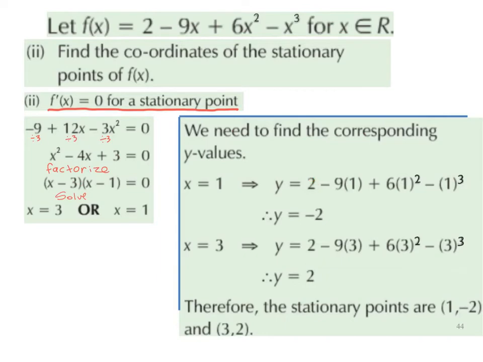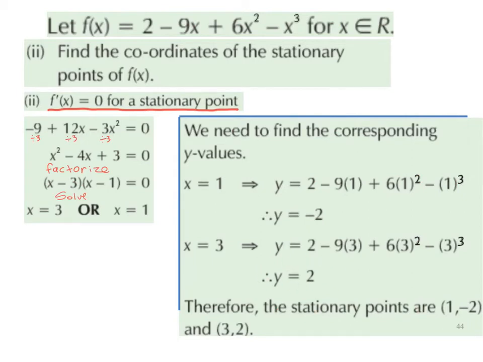And we get 2 minus 9 by 1 plus 6 times 1 squared minus 1 cubed. And that ends up giving us y equals minus 2. Then we sub in the x value again into the original function. Very important, it goes into the original function, not the derivative. So we get y equals 2 minus 9 times 3 plus 6 times 3 squared minus 3 cubed, which ends up giving us y equals 2.